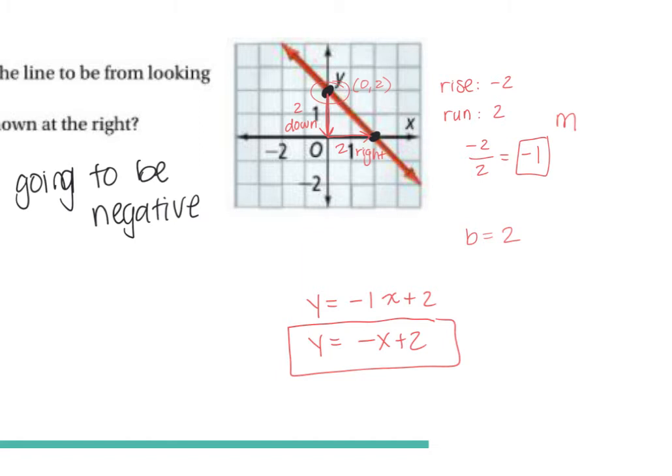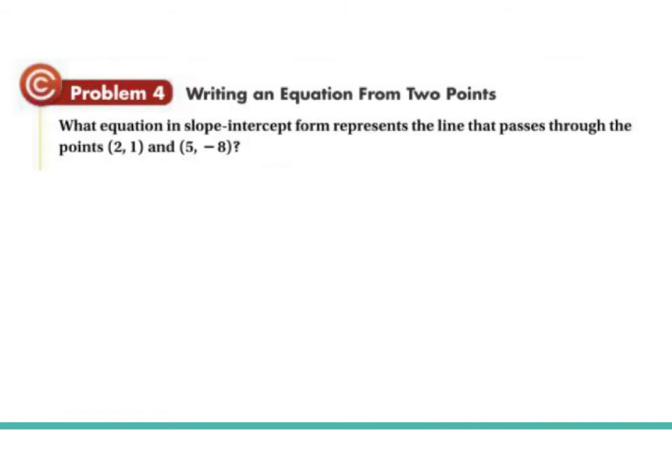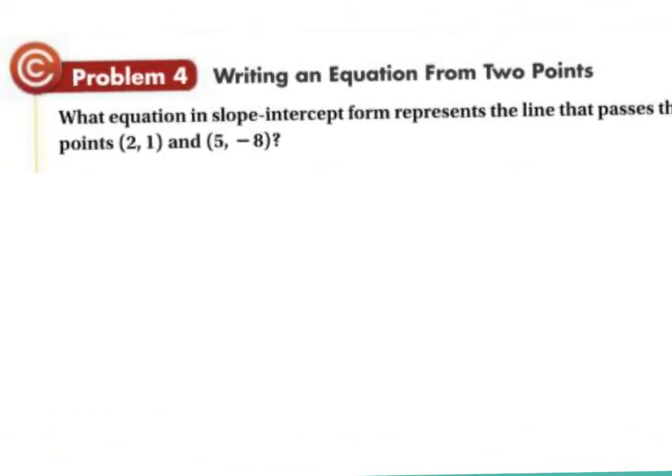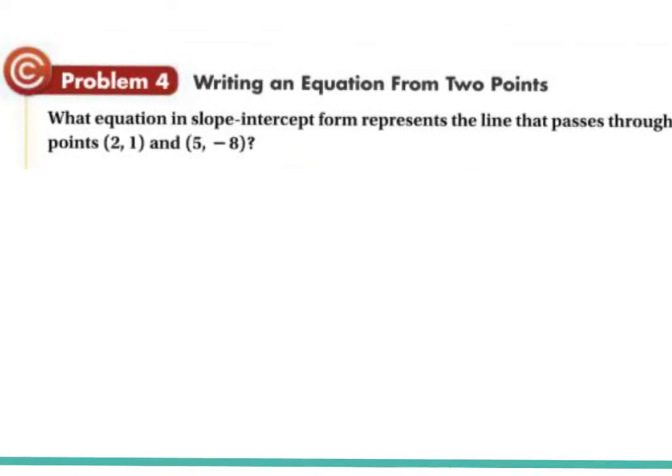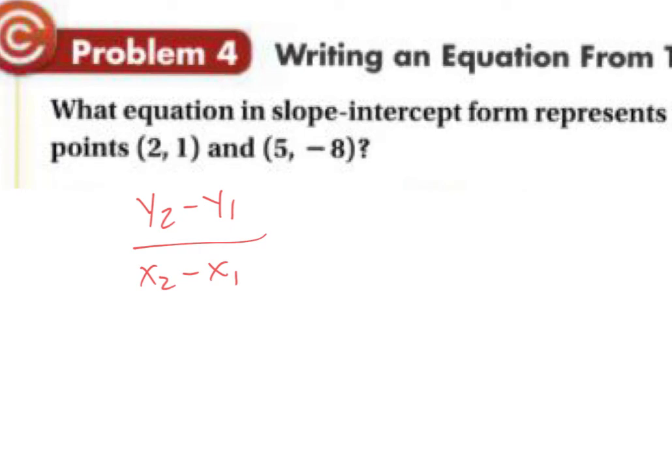All right, guys, this is where we're going to stop. Writing an equation from 2 points. So we've got 2 points, (2, 1) and (5, -8). Remember, guys, whenever we have 2 points, we're going to use the formula y2 minus y1 over x2 minus x1, okay? So in our problem, we have to establish which one we want to make x1, y1, and which one we want to make x2, y2. I always do the first one as x1, y1, so 2 is going to be x1, 1 is going to be y1, 5 will be x2, and y2 will be -8.